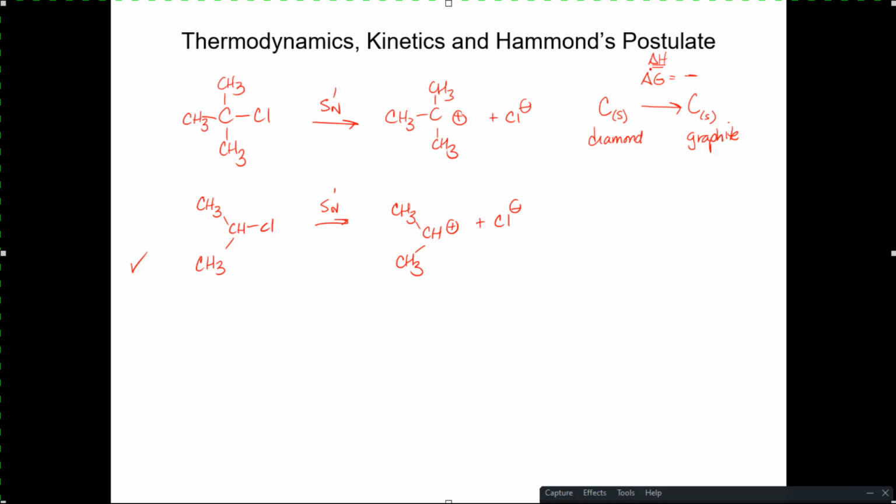We're going to be looking at delta H and spontaneity of the reaction, and also then the kinetics of the reaction. So what Hammond's postulate says is that if I plot my energy versus my reaction progress, which I'm going to do a lot in this course and the next course, first of all, I have my reactants and my products, and I'm going through a single transition state.